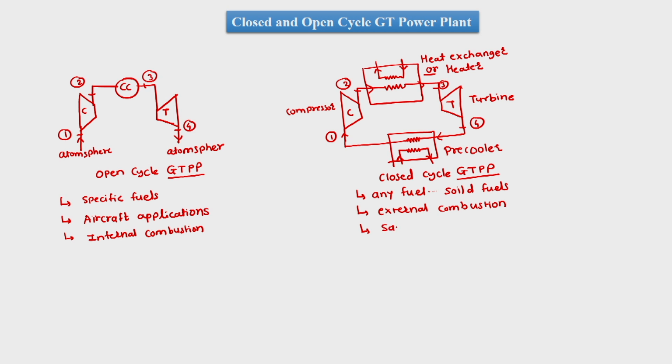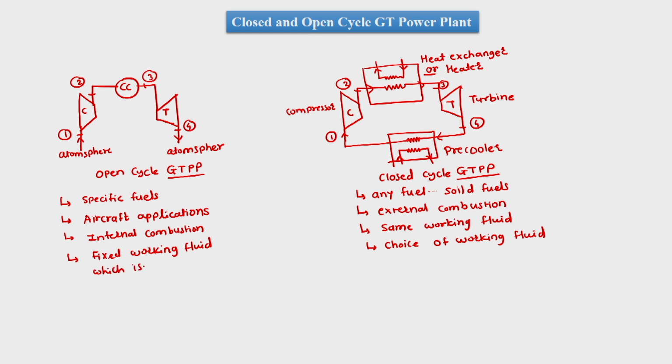Further, the same working fluid is passed in the circuit, so we have a choice of working fluid in the case of a closed cycle gas turbine power plant. However, in the case of an open cycle gas turbine power plant, we have a fixed working fluid, and that is air. Here we can choose the arrangement for the particular usage of a fuel.